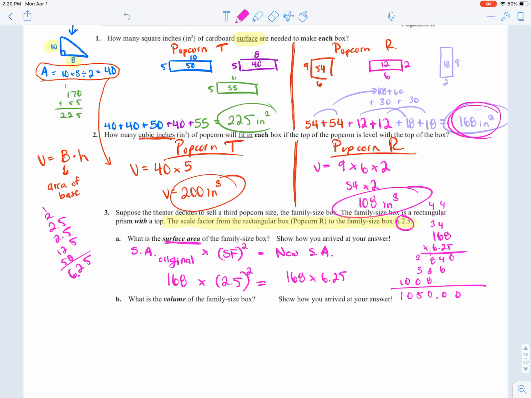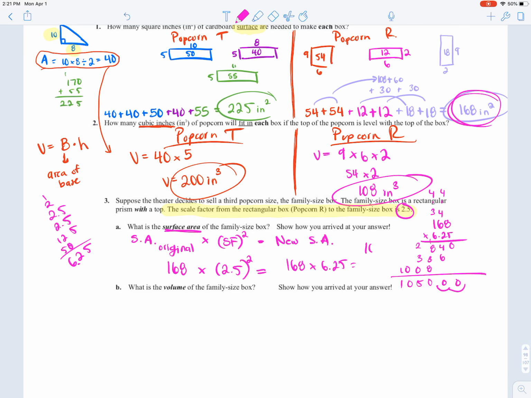I have two numbers behind the decimal place here, so I'm going to move this twice. And so my answer looks like it's going to be 1,050. Let's see, and we're in square inches. Is that correct? Yes, square inches. Okay.